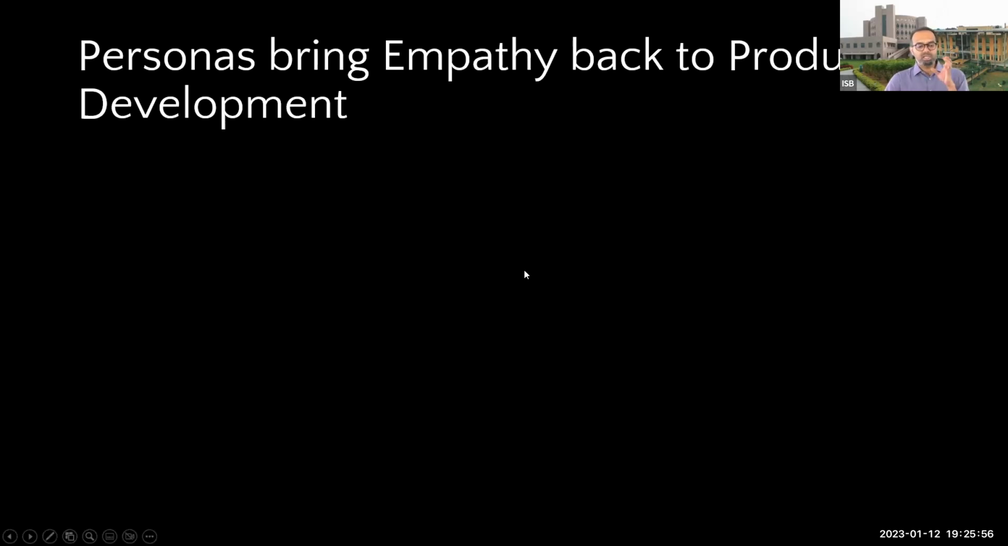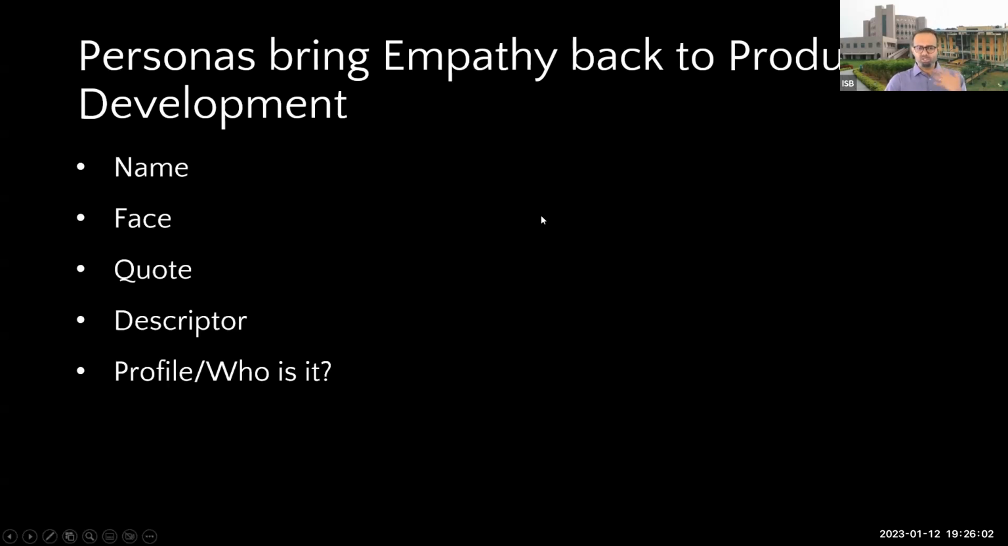Personas help bring empathy back to the product development of solution building. How does it happen? How does persona help you? It helps you do this because through personas, you're able to put a name to a model. You're able to bring together multiple users, their behaviors, their goals. They have similar mental models. You're bringing all of these different user characteristics together, and you're creating an archetype. You're creating a model of your particular user.